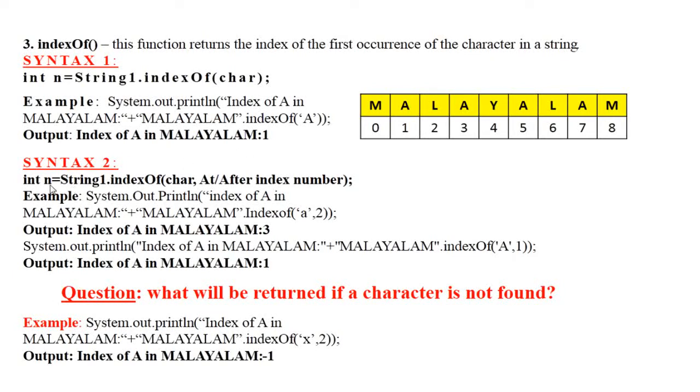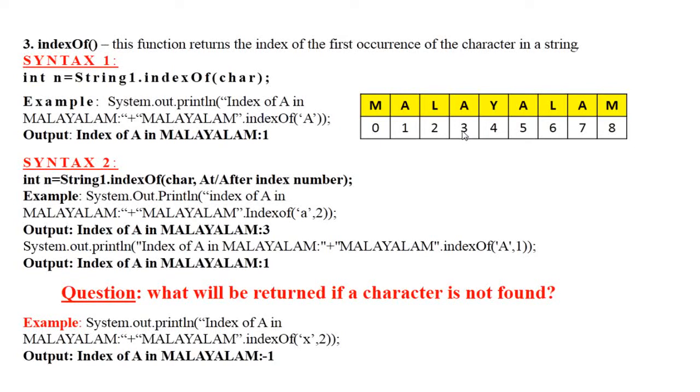The second format of this indexOf syntax is string.indexOf(character, on or after index number). Let us take one example. This is the message getting printed. You are locating, here I have typed wrong, it would be capital A from 2 onwards. Okay, from 2 and thereafter. So you are locating A from 2 onwards.